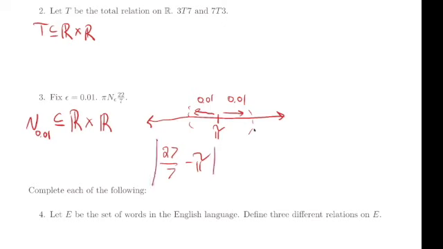Yeah, and so what do you get? The difference is 0.00126. And that is indeed less than our epsilon value. So this one is true. That's right.